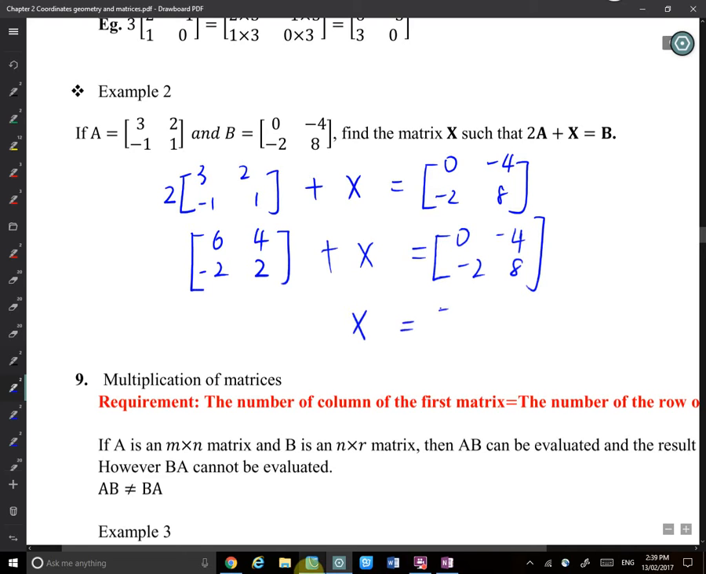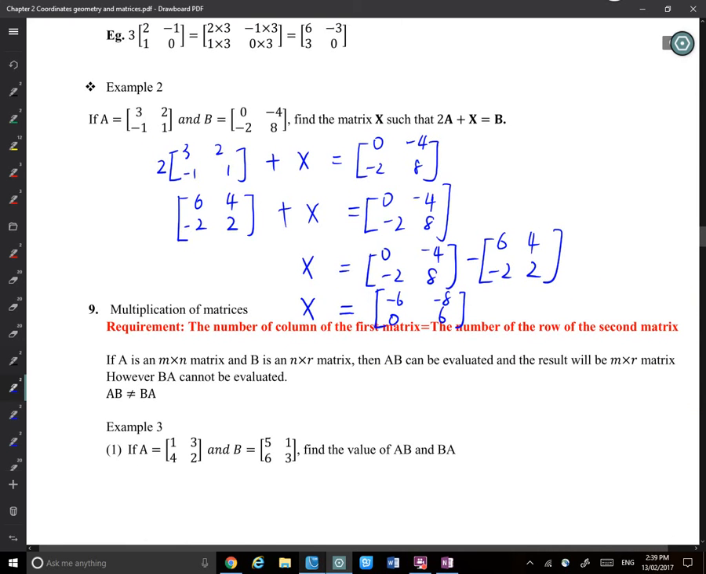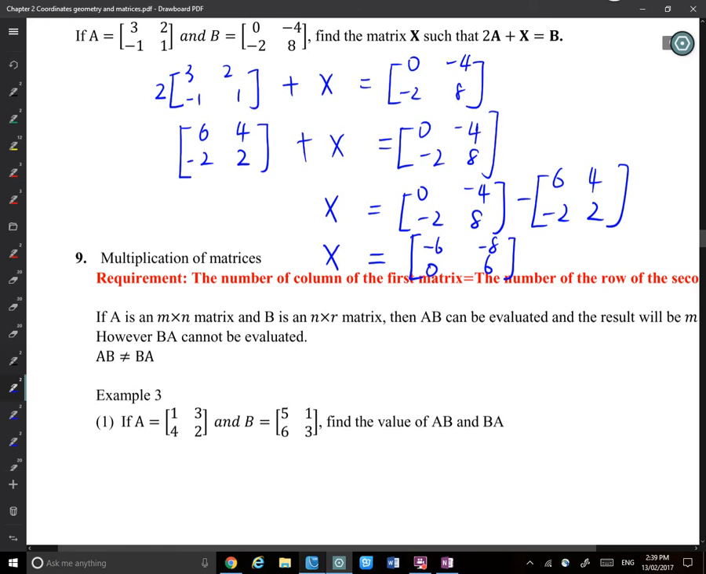X equals 0, -4, -2, 8, subtract 6, 4, -2, 2. And X will equal, you subtract the corresponding positions. 0 minus 6 will be -6. -2 minus -2 gives you 0. -4 minus 4 will give you -8, and 8 subtract 2 will give you 6. So X will be -6, -8, 0, and 6. Okay, that's how we do subtractions and additions between matrices.